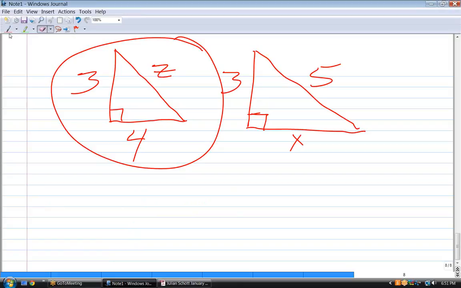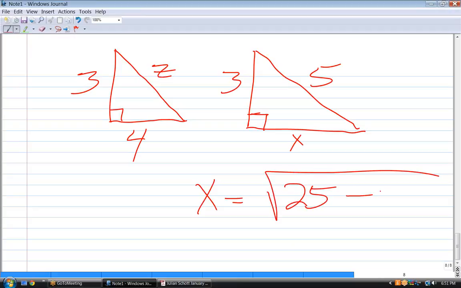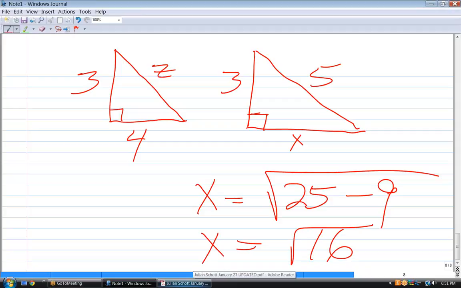Solve for x. Give me the equation. So the square root of 5 squared minus 3 squared. 16. Square root of 16. X equals the square root of 16. What's the square root of 16? 4. Okay.